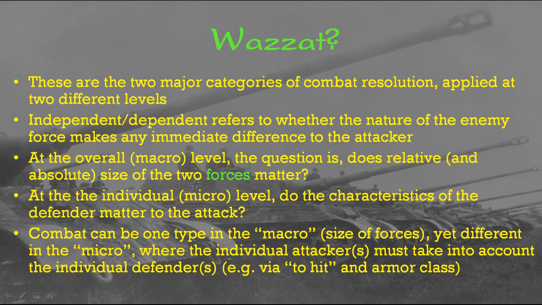These are two major categories of combat resolution applied at two different levels. It refers to whether the nature of the enemy force makes any immediate difference to the attacker. At the overall level, the big battle level, which I call the macro level, the question is, does the relative and absolute size of the two forces matter? You would think it should, but in many cases it does not. In independent combat it does not. At the individual or micro level, do the characteristics of the defenders matter to the attack?